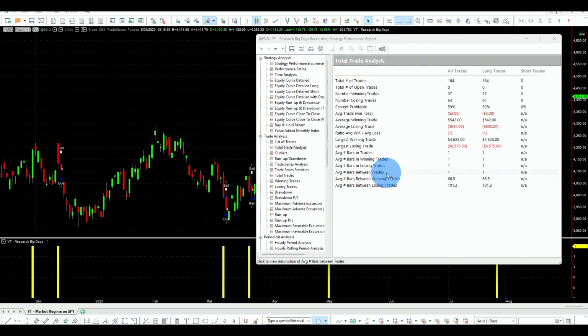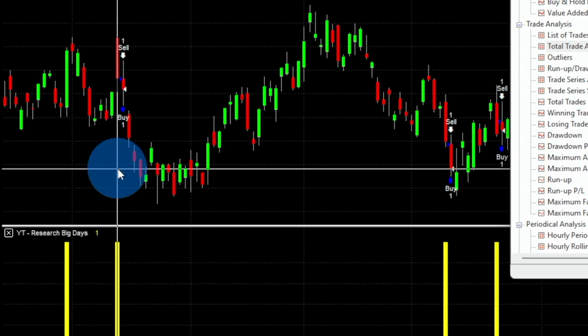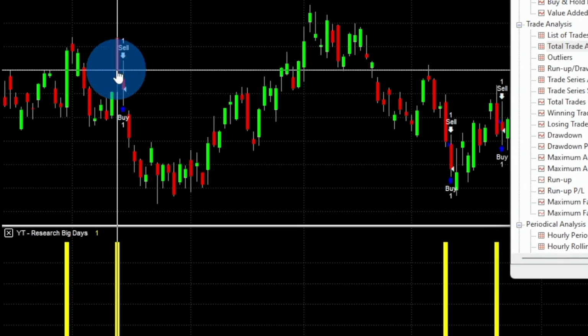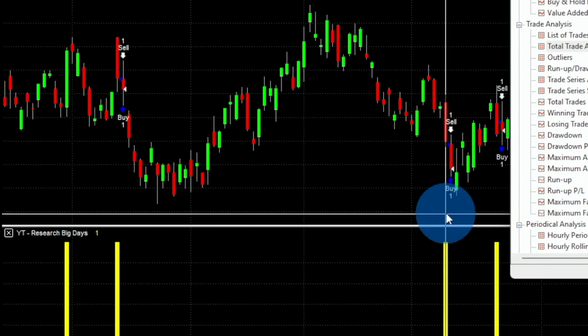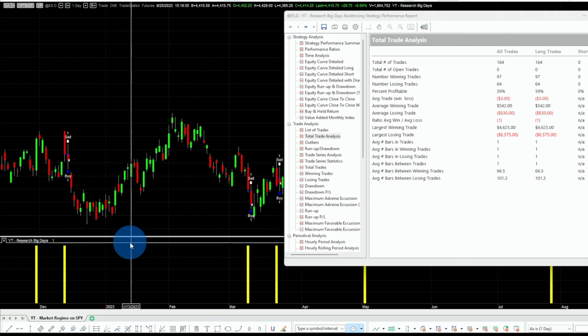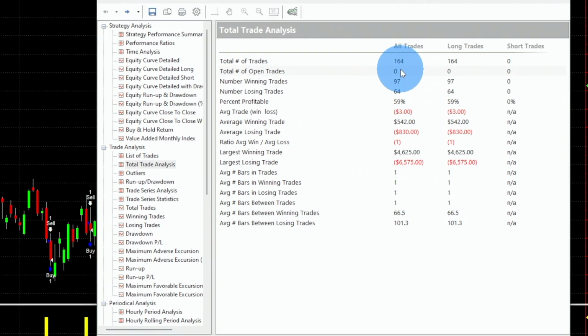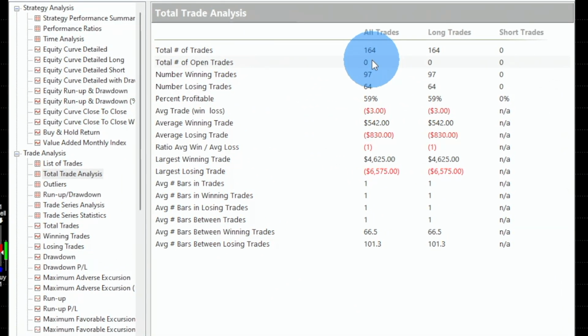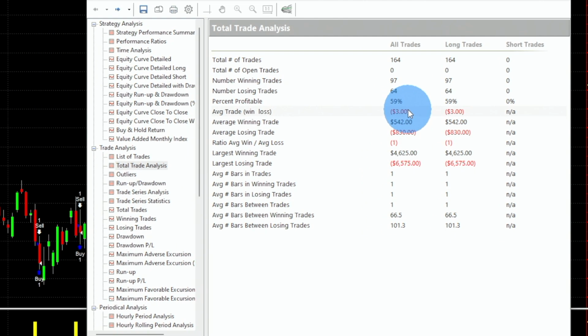Now we will work on the other side, which is going long when we have a big range down day. So this is the second part of the strategy where we are going long whenever you have a big range down day. So this is one, and this is one, and this is one, and so on and so forth. And we can see we have 164 trades and we are losing. So that means the theory that the next day is opposite, while it's true, we cannot make money with it.